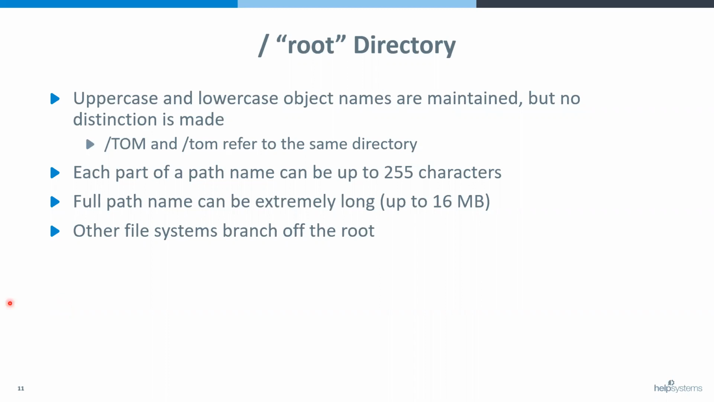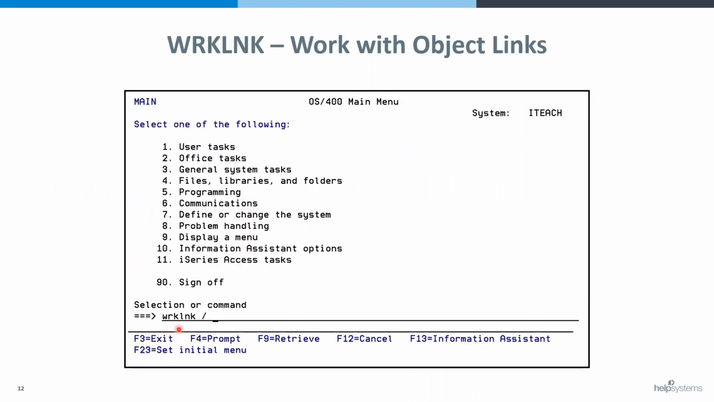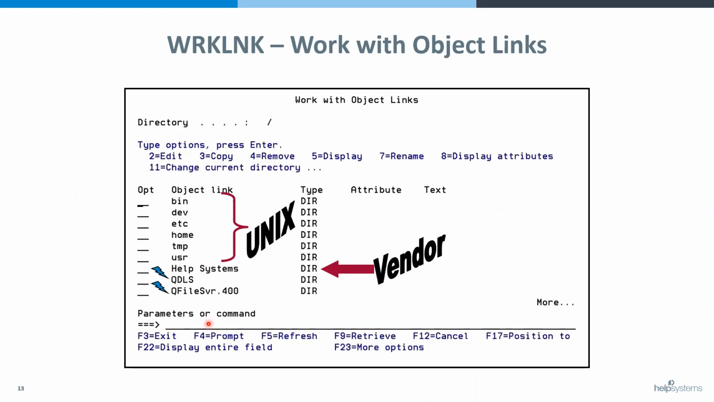So here we are. If we go on to the next slide, we can do this command WRKLNK /, and that's going to get you to the root directory, and the / is what you use. This gives you the ability to get in and notice the various directories that we have out there. You'll see UNIX directories. You'll see vendors like Help Systems have directories. You will see the QDLS directory system out there, and that is the old QDoc system.